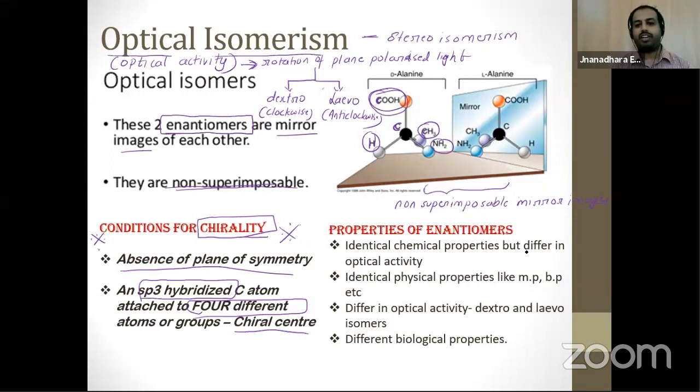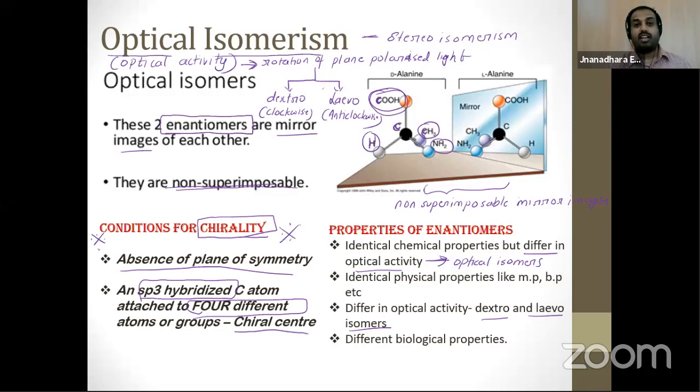See, they differ in their optical activity, hence are called optical isomers. Yes, dextro and levo. That's about optical isomerism in a nutshell. Now let's see if we can take some questions on this.